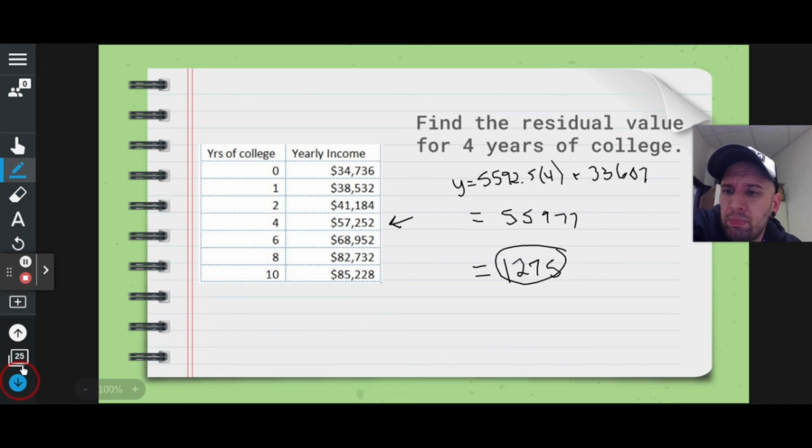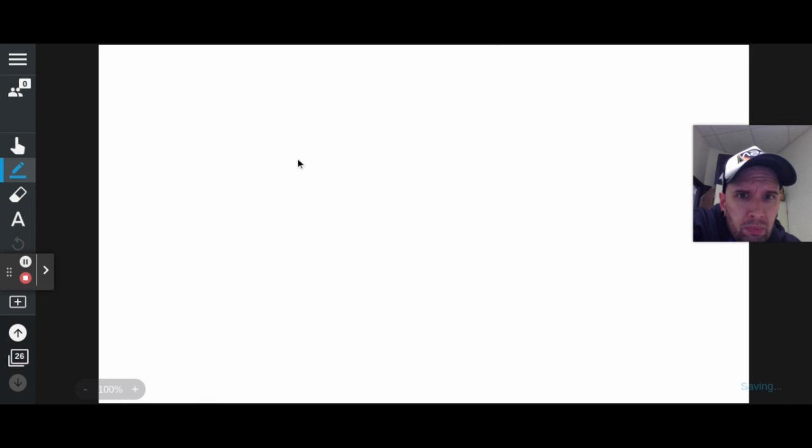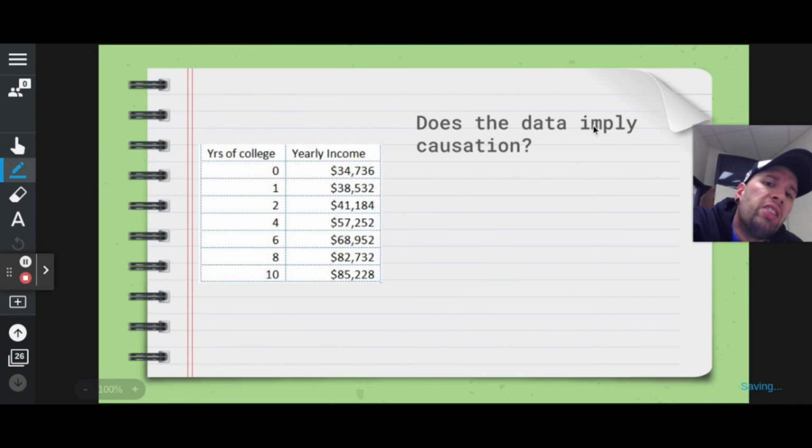Yeah, I like it. Does this data imply causation? Is it safe to say that when you go to college for more years, you make more money?